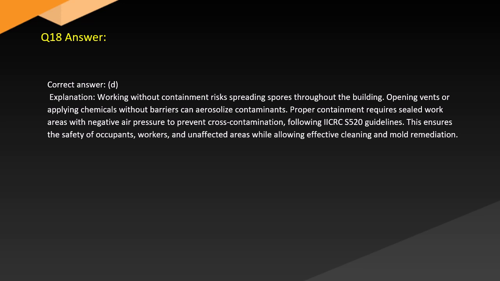Answer. Correct answer, D. Explanation. Working without containment risks spreading spores throughout the building. Opening vents or applying chemicals without barriers can aerosolize contaminants. Proper containment requires sealed work areas with negative air pressure to prevent cross-contamination, following HRConquer guidelines. This ensures the safety of occupants, workers, and unaffected areas while allowing effective cleaning and mold remediation.